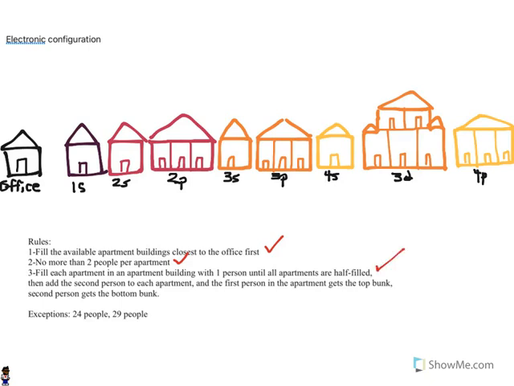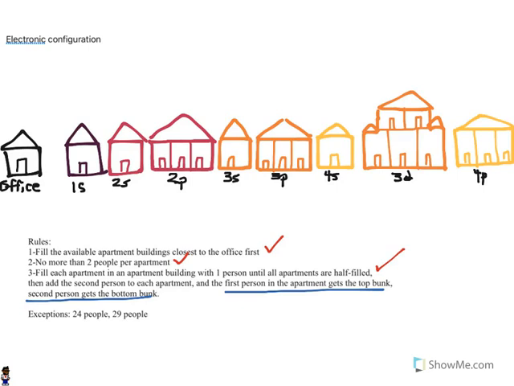But now I've added one more rule, which I didn't say in the lecture. This is the new rule that I've added. The first person in the apartment gets the top bunk, the second person in the apartment gets the bottom bunk. So we're going to assume that each apartment has a bunk bed and they have to share, but that's the rule. The first person in, up, second person, bottom.